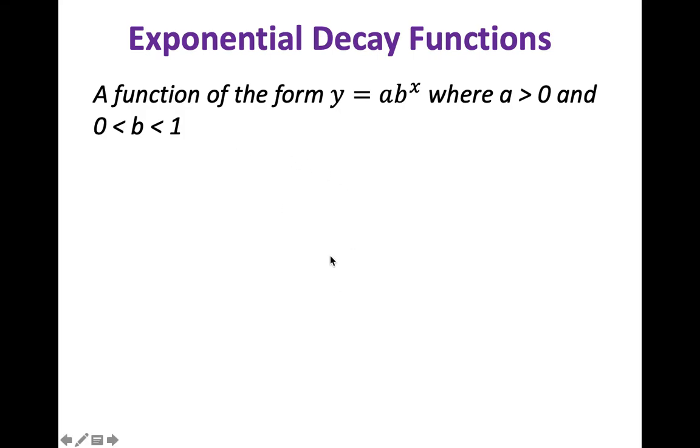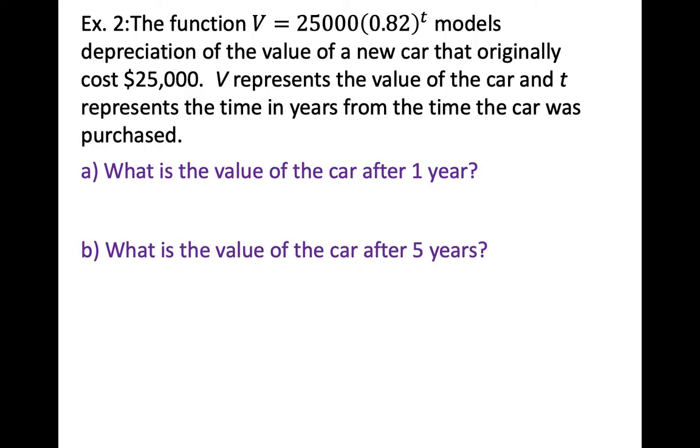So a function of the form y equals a times b to the x, where a is greater than 0, and now b is between 0 and 1. So one is a decay, one is a growth. So what is going to happen? Here's what they're going to look like.